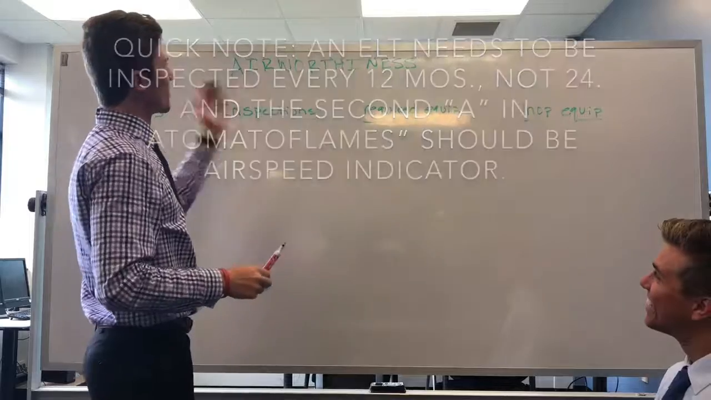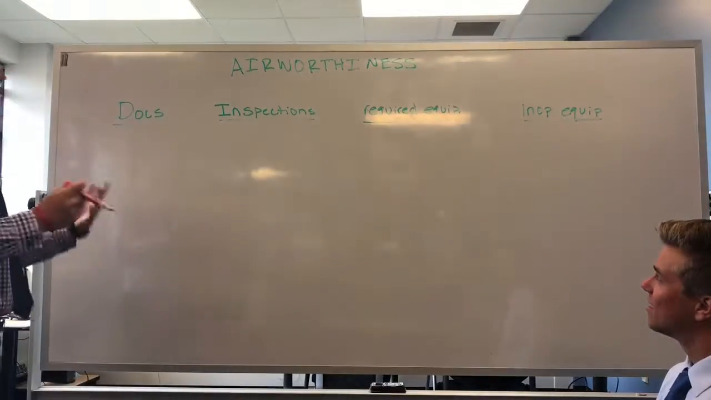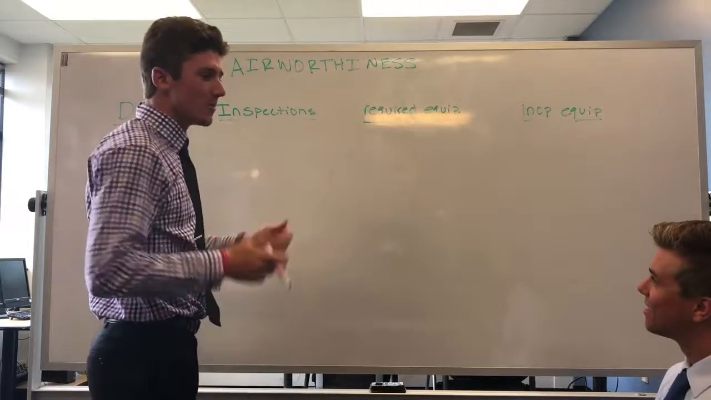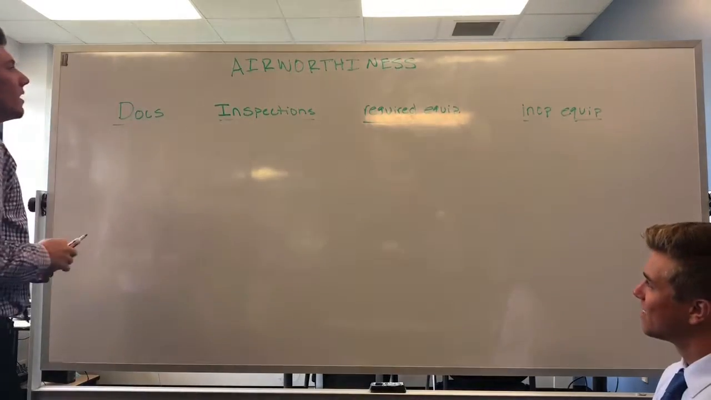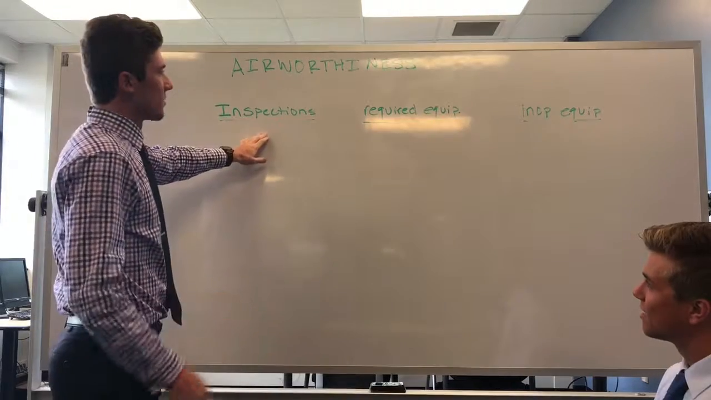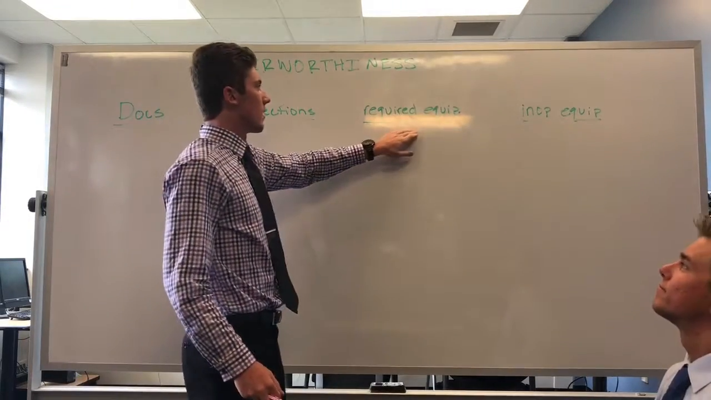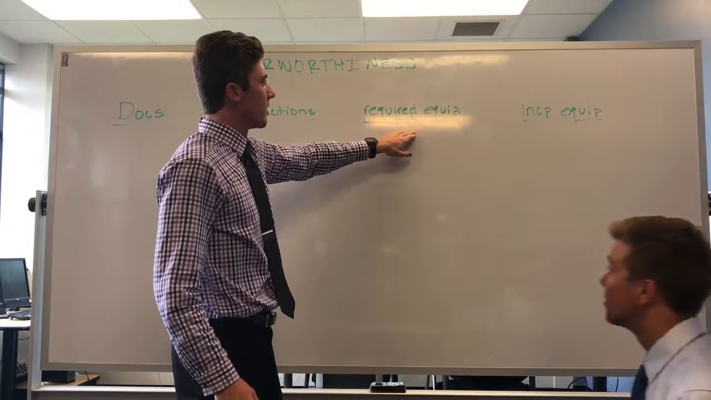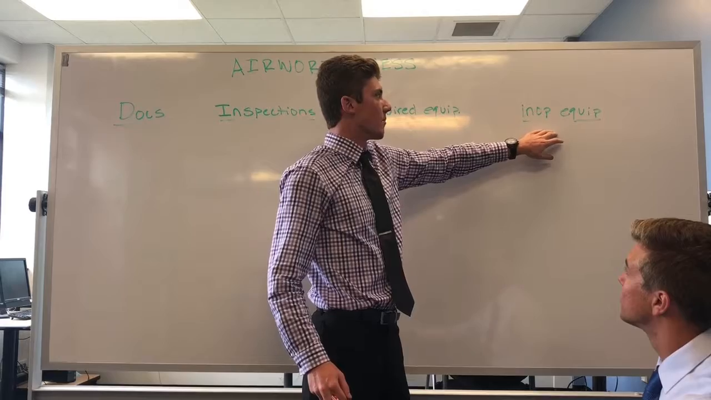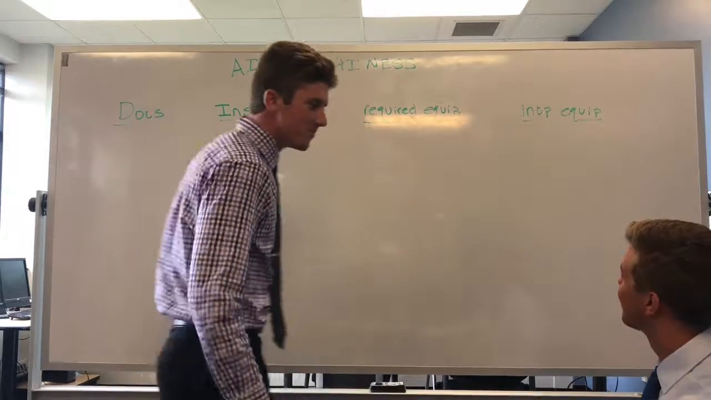So today we're going to be learning about airworthiness of an aircraft and what you need to have in your aircraft in order for it to be airworthy. So we have documents that we need in the aircraft. We have inspections that must be done on the aircraft. Required equipment that we must have for our flight, and when we have inoperative equipment, the process we go through.